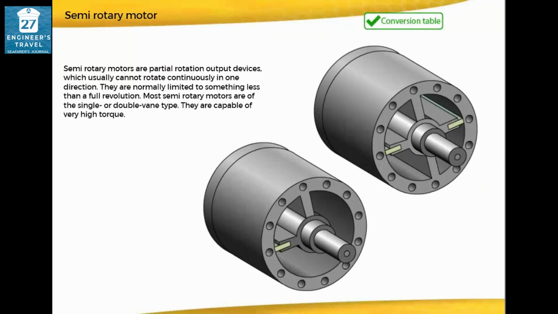Semi-rotary motors are partial rotation output devices, which usually cannot rotate continuously in one direction. They are normally limited to something less than a full revolution. Most semi-rotary motors are of the single or double vane type. They are capable of very high torque.